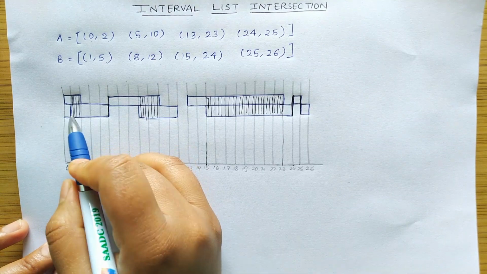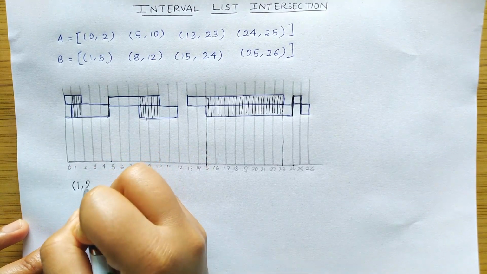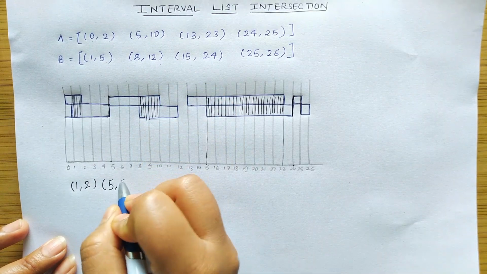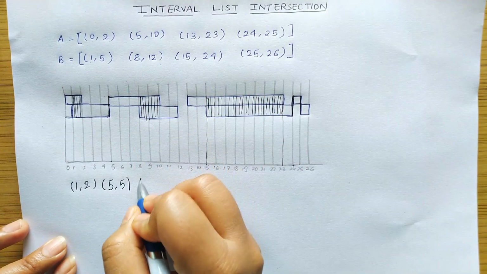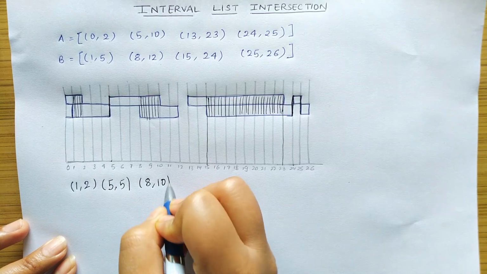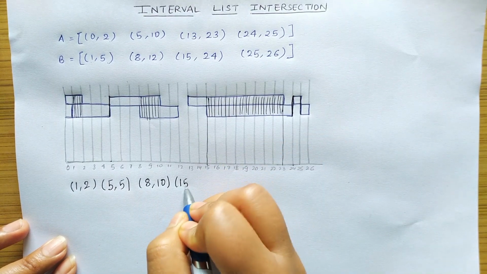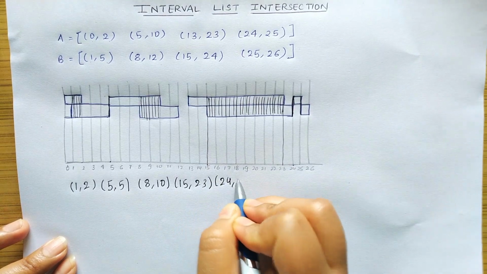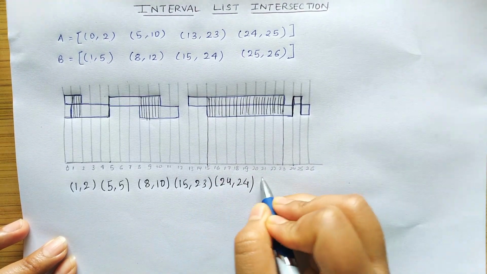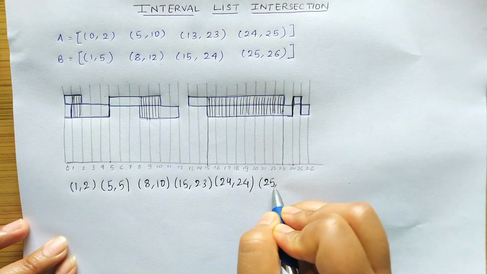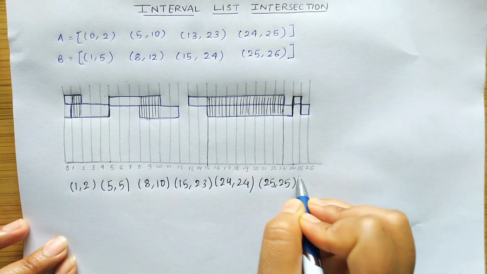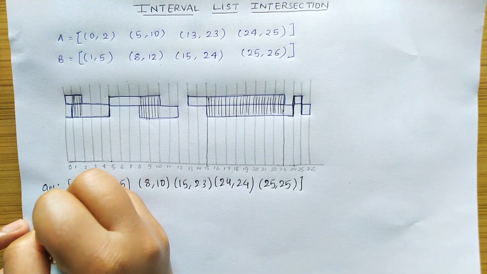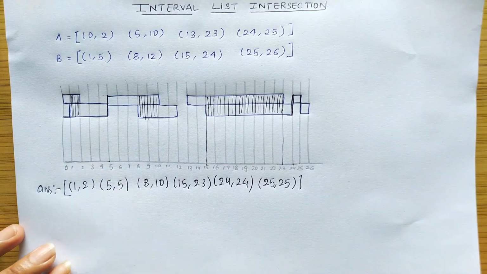So what are our intersections? Our intersections will be 1 to 2. Then after that we have 5 to 5. Then we have 8 to 10. Then we have 15 to 23. And then we have 24 to 24, and then we have 25 to 25. So this is the list that our answer will be, and we have to return this list.